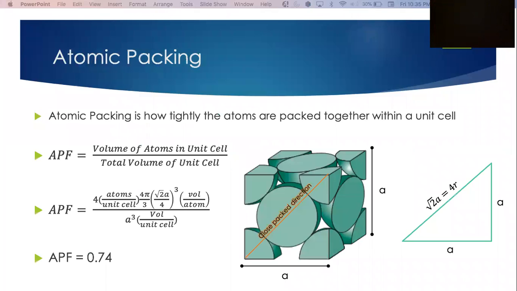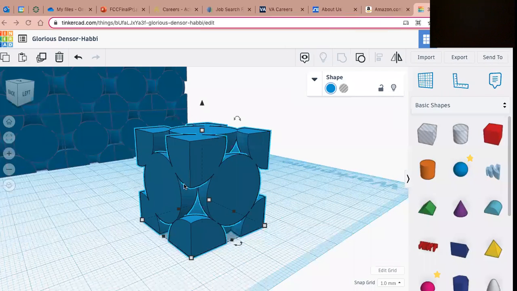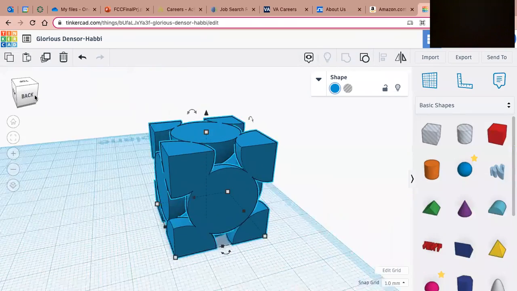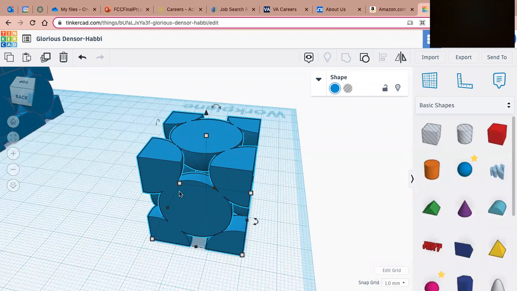All right, so atomic packing is how tightly the atoms are packed together within a unit cell. The atomic packing factor is a value that helps us quantify how tight the atomic packing actually is. And it is going to be the volume of the atoms present in the unit cell divided by the total volume of the unit cell. So if we look at our model again, you can see there's a little bit of empty space in between the atoms in the unit cell, and we want to know basically within this cube how much of that space is atoms as opposed to being empty space.